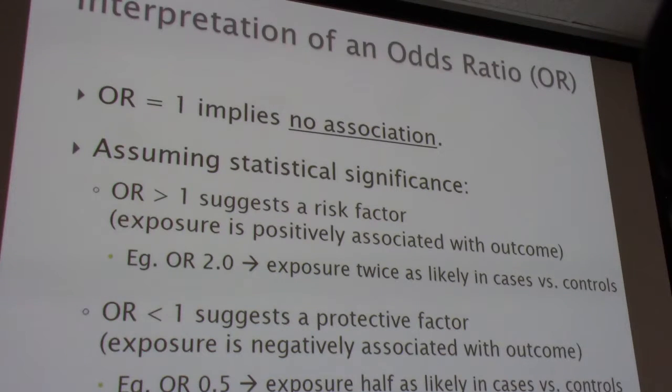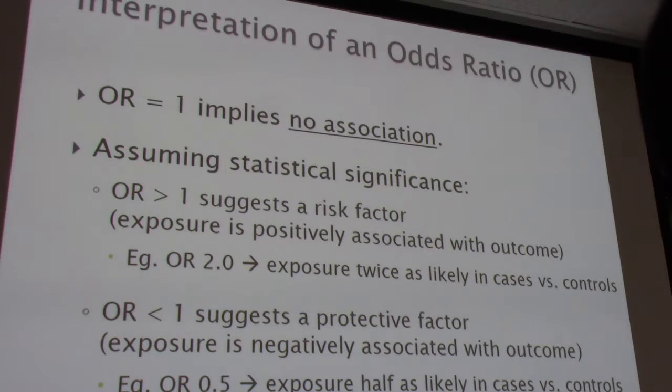When you see an odds ratio, if the odds ratio is 1, that means there's no association. It was equally likely that your cases and controls were exposed to whatever you're looking at. Assuming statistical significance, which we'll talk about next, if your odds ratio is greater than 1, it means that this exposure is a potential risk factor. So your cases are more likely to have been exposed. An odds ratio of 2 would be interpreted as exposure being twice as likely in your cases versus your controls. If your odds ratio is less than 1, then that suggests it's a protective factor. An odds ratio of 0.5 would be interpreted as saying exposure was half as likely in cases versus controls.